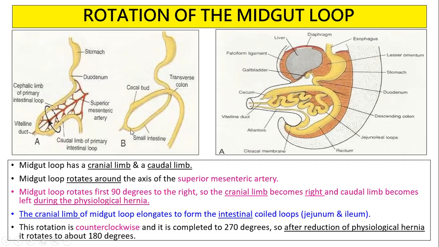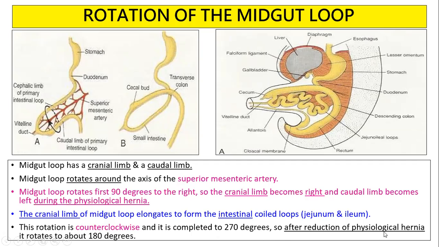Now this will form the intestinal loops. This cranial limb, which was on the top initially, with the rotation has come down, and now forms the jejunum and ileum. These are parts of the small intestine. This rotation is counterclockwise and is completed to 270 degrees. Then it will have a counterclockwise rotation of 270 degrees.